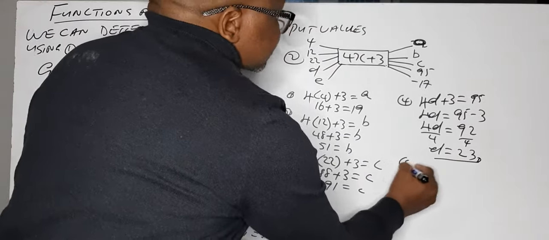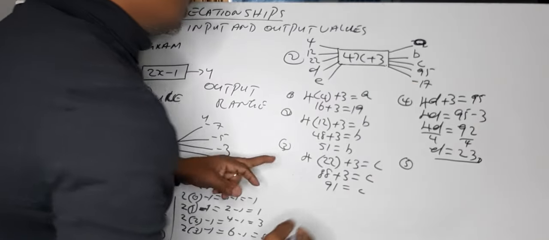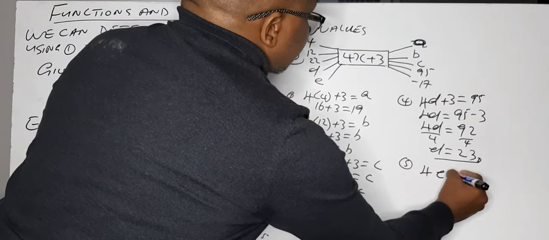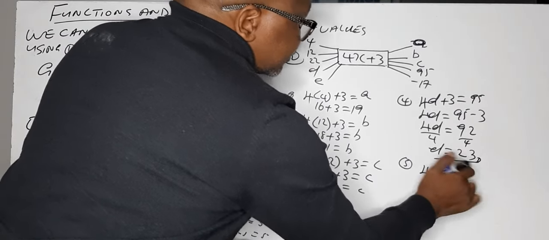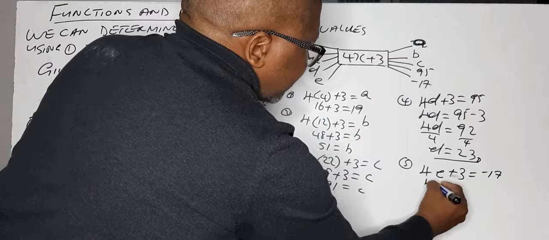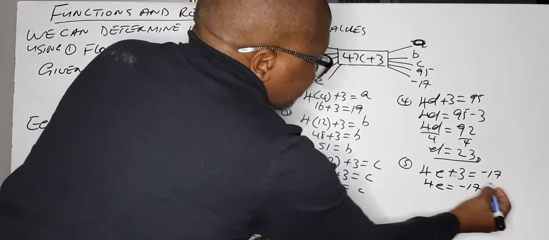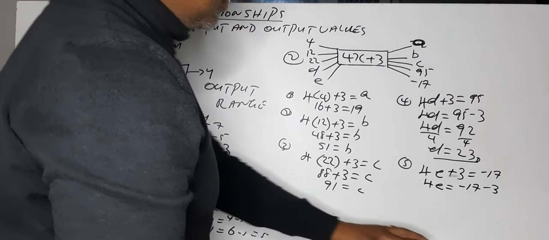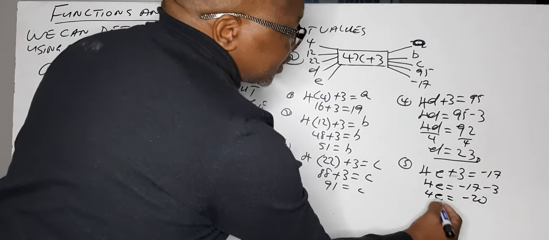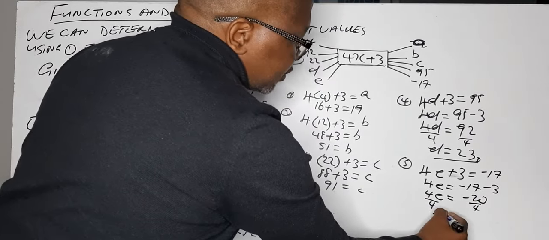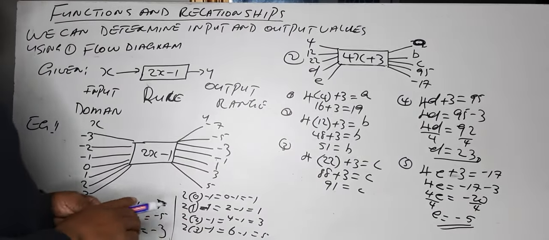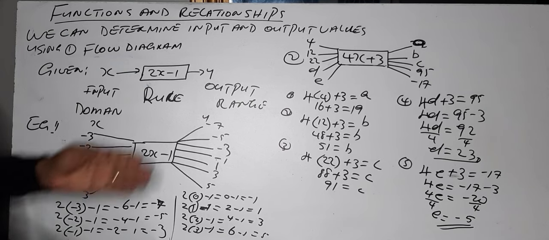Then number 5, your E will correspond with your minus 17. It means that you are having now your 4, but instead of x, you are having your input as E, plus 3 is equals to minus 17. Then your 4E is equals to minus 17 minus 3, transposing positive 3 and it becomes minus 3. That is now minus 20, which is 4E. So you divide by 4 this side, you must also divide by 4 that side because you are looking for E, and the answer becomes what? Minus 5.